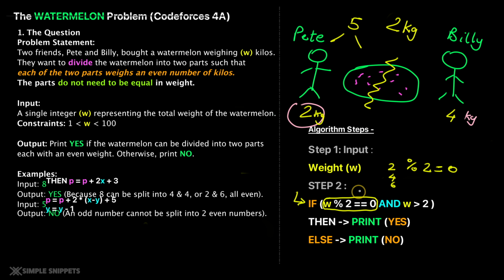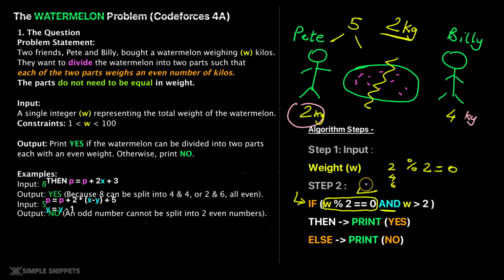Okay, so we want even numbers because we know that even numbers can be split into 2 parts and both of the parts can be even again, right? So that's our first condition. But remember, we had that edge case where if you enter 2, which is also an even number, this will actually be true, but 2 kilos cannot be split into 2 parts which are also even, right? So this is where you have an AND operation in between, and we also check for that edge case. You say that W has to be greater than 2, okay?